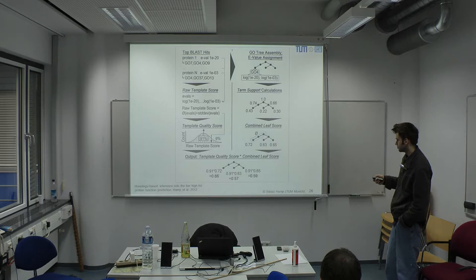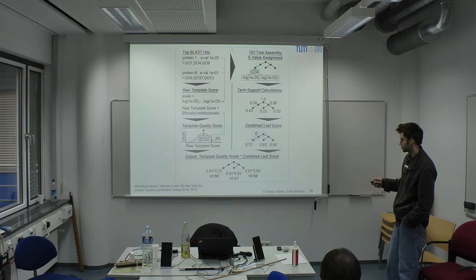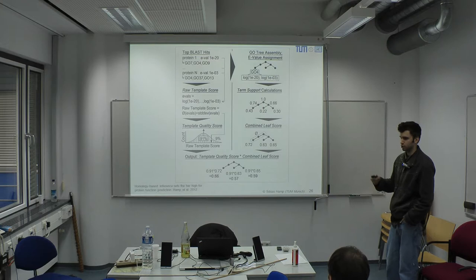And in the end, you simply multiply the two scores, so you weight each single GO term prediction by the overall template quality, and in this way you get scores for each GO term that is also comparable to other predictions for other proteins.